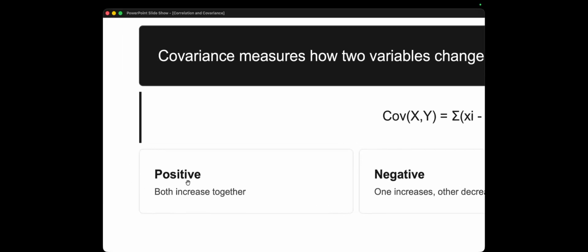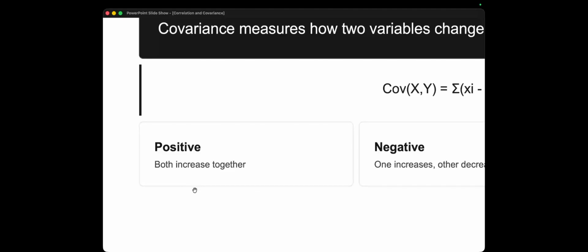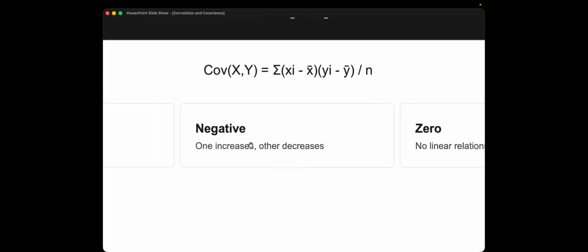Now, if we get a positive number, it means that both increase together. This is the example we gave: the more exercise you do, the more muscle you gain. This is a positive correlation. Negative correlation means one thing increases and the other thing decreases. Let's go again to the exercise. If you exercise more, you will lose weight. Sorry, you will lose fat. So this means that they have negative covariance or negative correlation together.